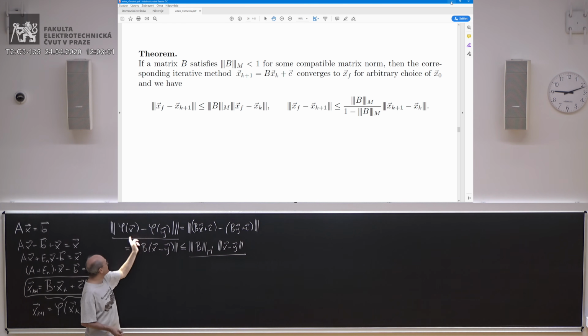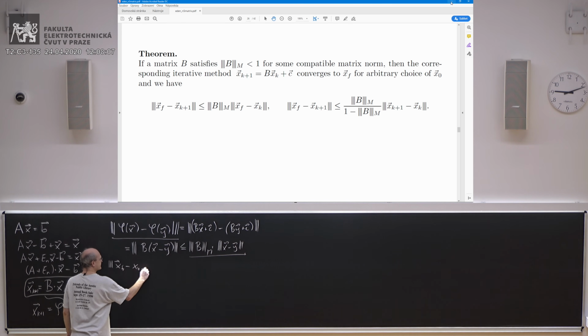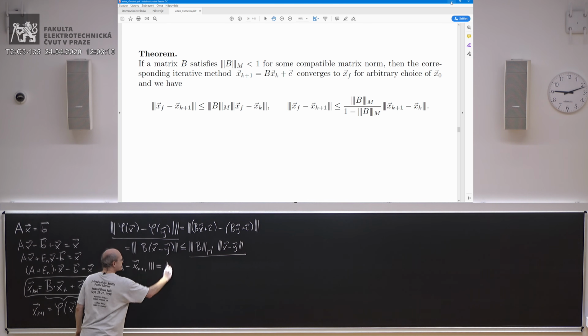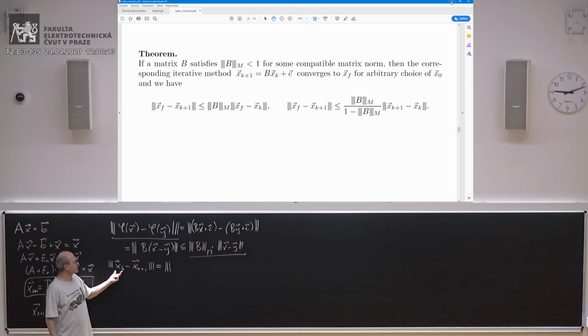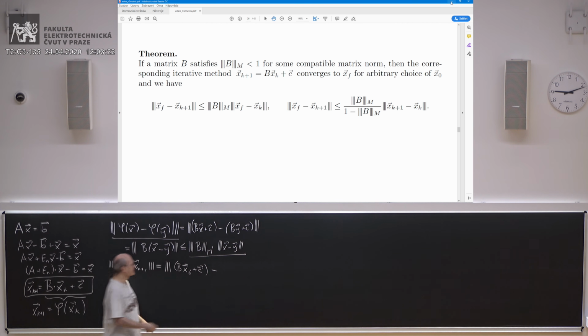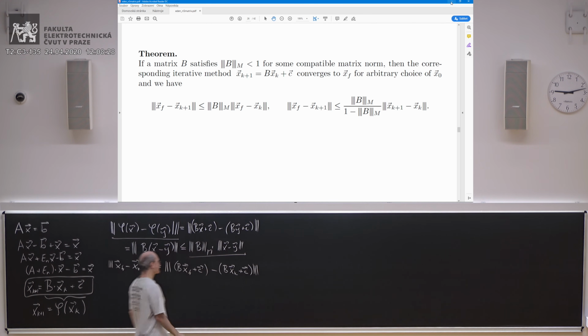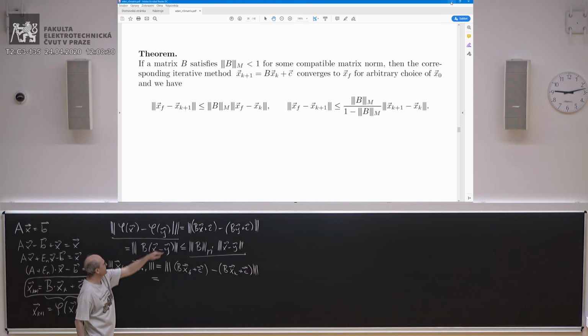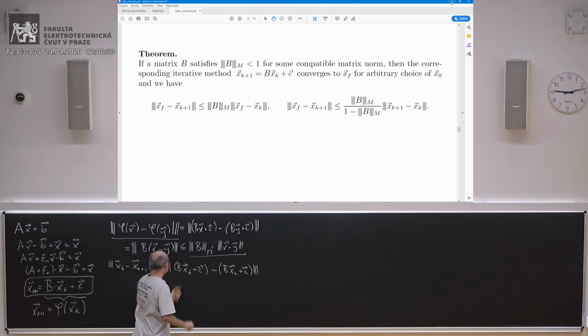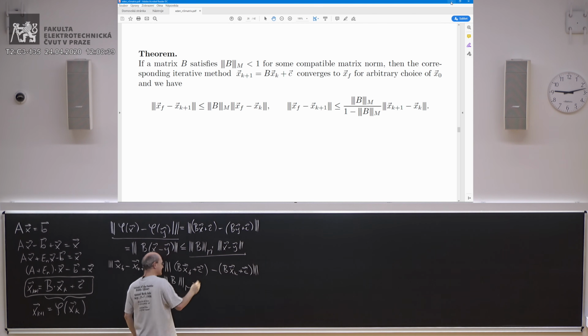Actually, it is proved in exactly the same way. x_f minus x_{k+1} is, now x_f is supposed to be the fixed point. So x_f is the same as Bx_f plus c. And for x_{k+1} we have a formula. This is Bx_k plus c. And now we follow exactly the same way, and you can see that we get an inequality with the norm of B, but this is a matrix norm, the compatible matrix norm, and here the difference between x_f and x_k.